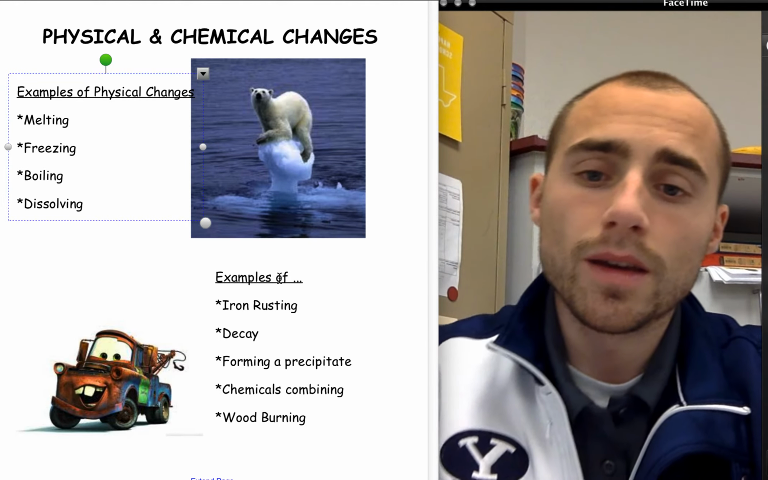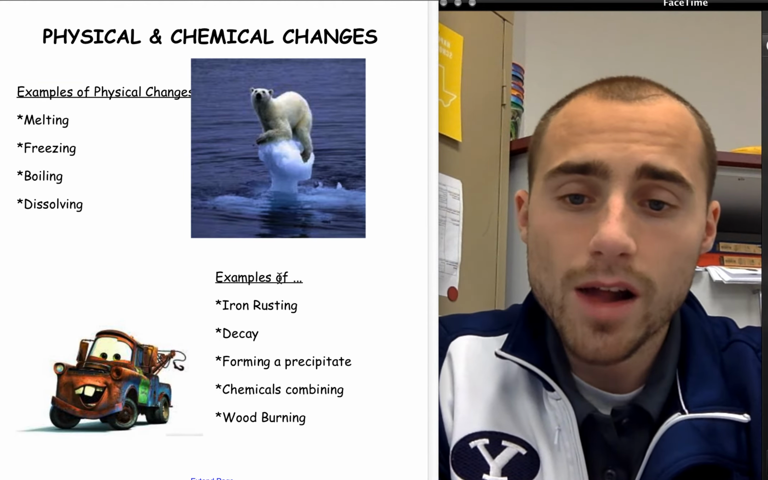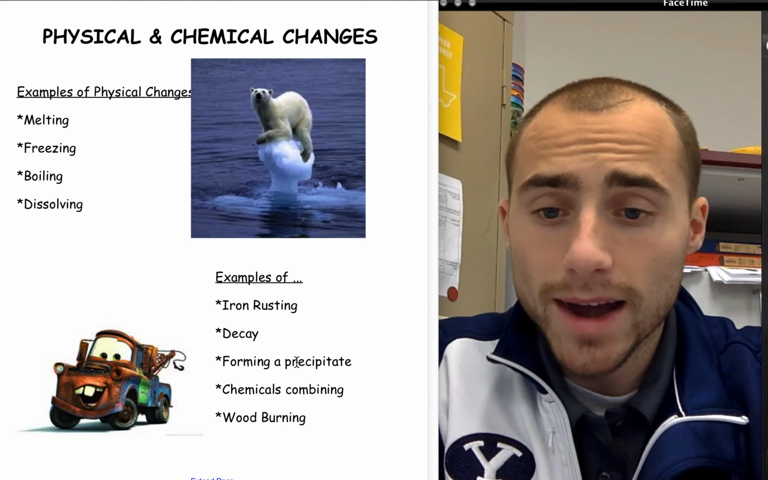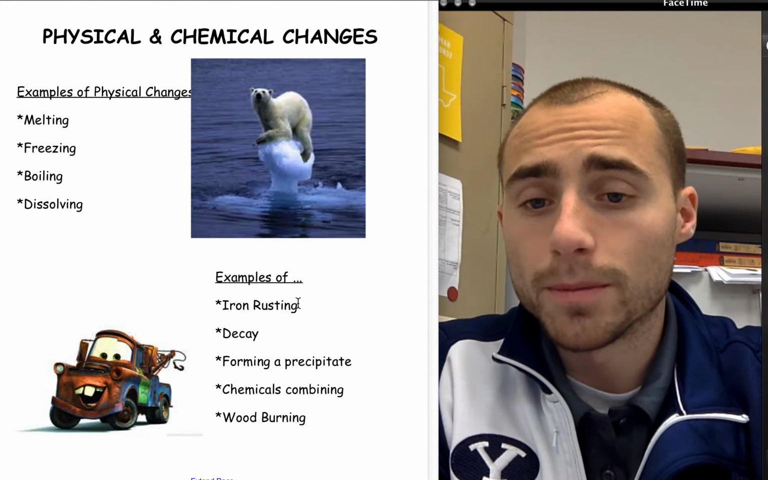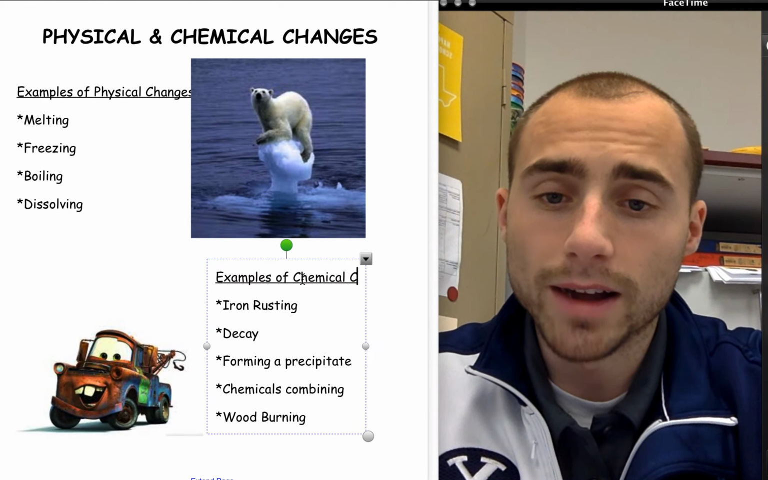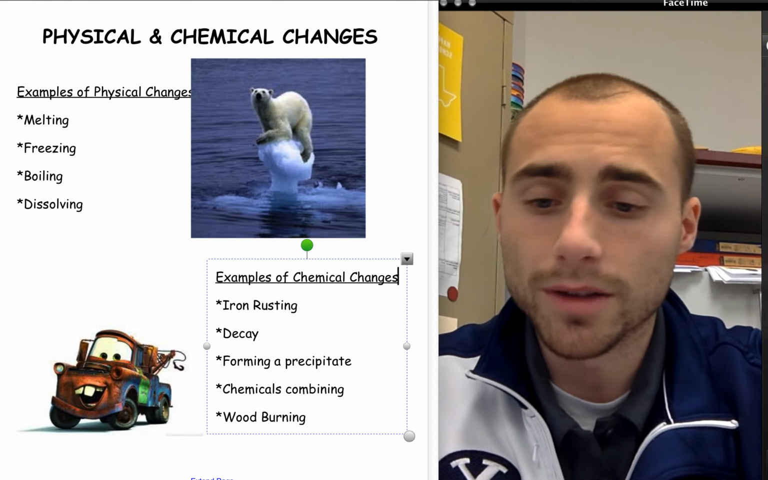The bottom: iron rusting, decay, combining liquids and they form a solid, chemicals combining, and wood burning. The wood burning was on the previous page. But these are each examples of chemical change. People often ask about rust, like iron rusting. Can't you go back? Isn't there a way you can go back?